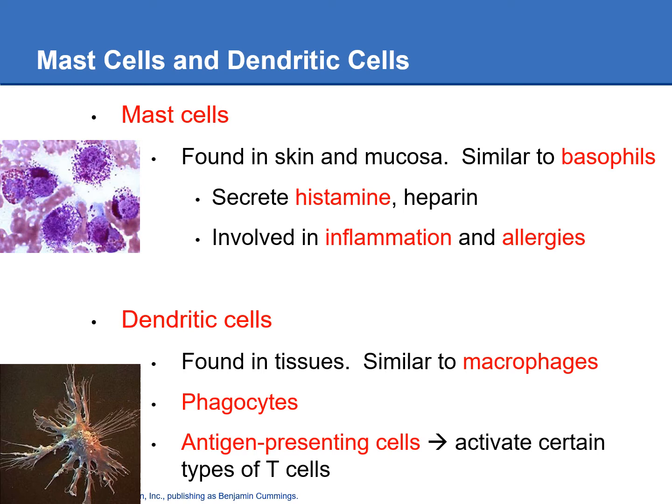And then dendritic cells are similar to macrophages. So they're also phagocytes, and they're also antigen presenting cells. So whatever they've eaten, they will present a piece of that to the helper T cells to see if anyone recognizes what they found. The reason they're called dendritic cells is because they have these long processes that stick out, and scientists thought they look like the dendrites on neurons, and that's how they got their name.